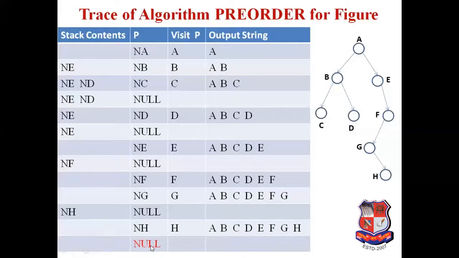So if P is null and there is no node on the stack, that tells us we have traversed all the nodes in the tree. That means this is our traversal sequence. We have traversed all the nodes. So our traversal sequence will be A, B, C, D, E, F, G, H. So this way we can find the traversal sequence by tracing the pre-order algorithm.